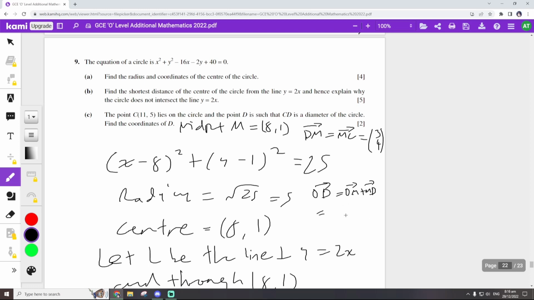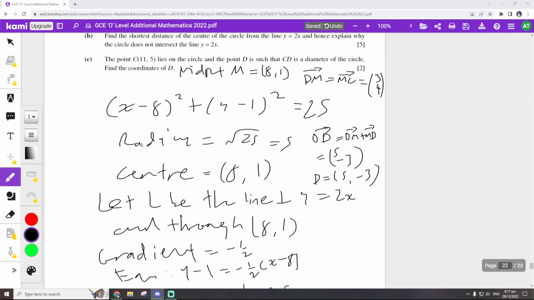Okay, and this is 8.1 plus 3.4, or minus 3.4 rather. So you'll get 5 and 1 minus 4 minus 3. Okay, so therefore D is 5 and negative 3. Of course, there's a variety of ways that you can get the answer.